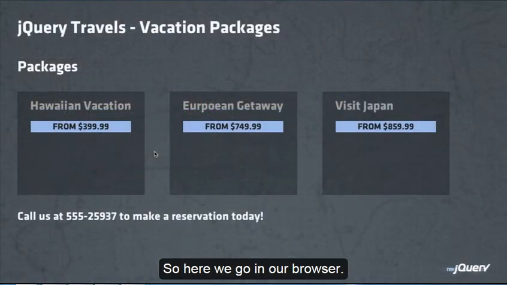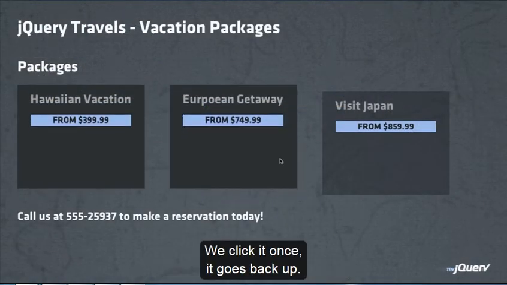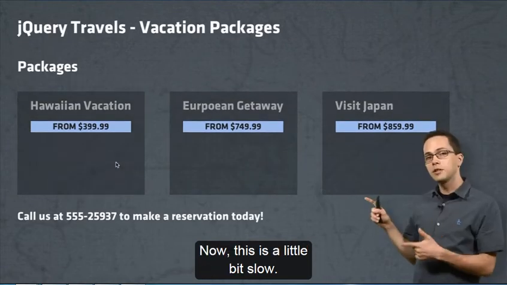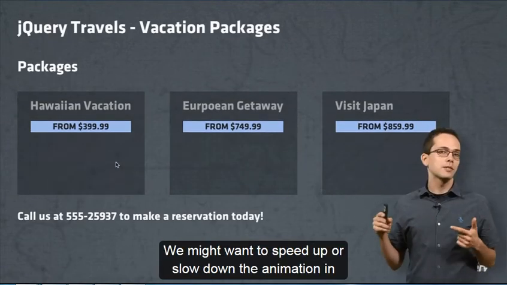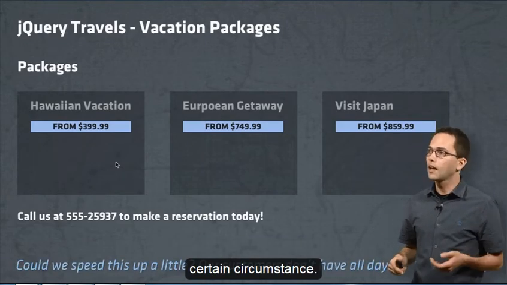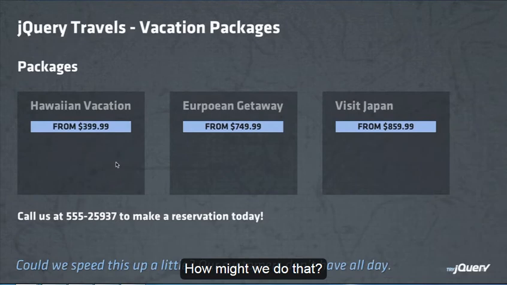So here we go in our browser. We click it once, it goes back up. We click it again, and it goes back down. Now this is a little bit slow. We might want to speed up or slow down the animation in certain circumstances. How might we do that?